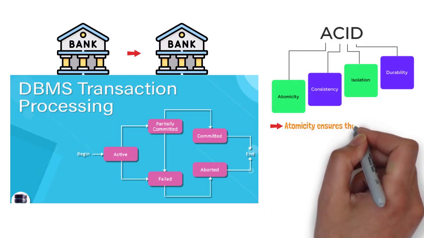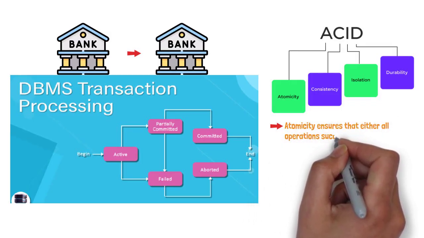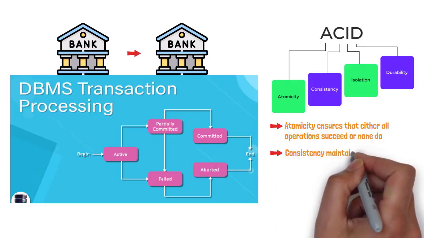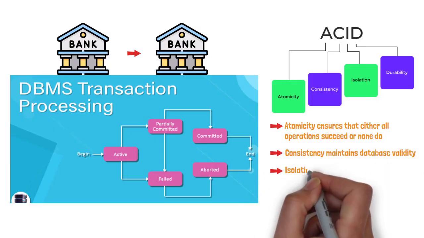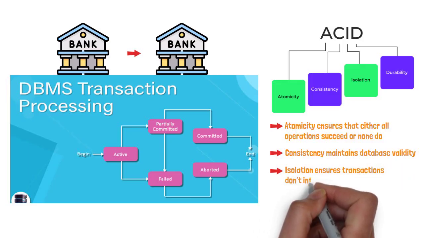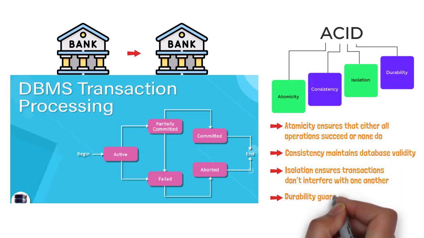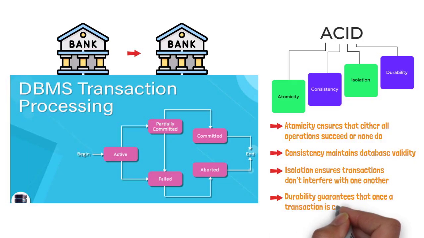Atomicity ensures that either all operations succeed or none do. Consistency maintains database validity. Isolation ensures transactions don't interfere with one another. And durability guarantees that once a transaction is committed, it remains even after failures.